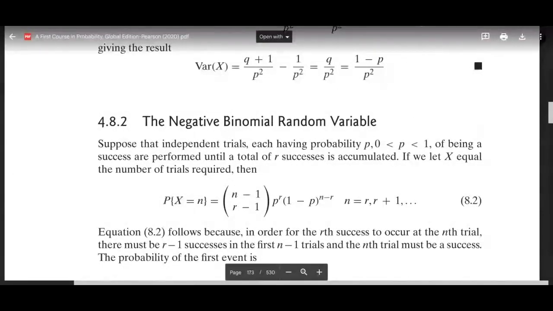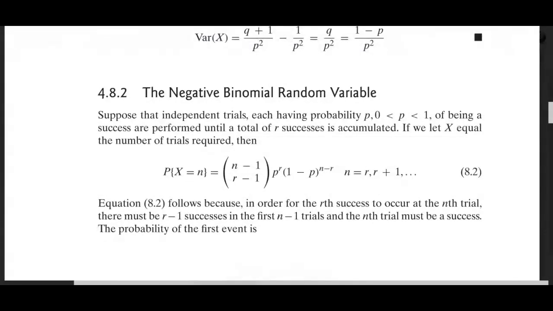Negative binomial, let me see. I don't think negative binomial is covered in our syllabus. Let me just double check. Yeah, Bernoulli, binomial, Poisson, geometric. Oh, yes, it is, negative binomial random variables. Okay, it is covered. We need to cover that. Okay, let's keep going because we still have time.